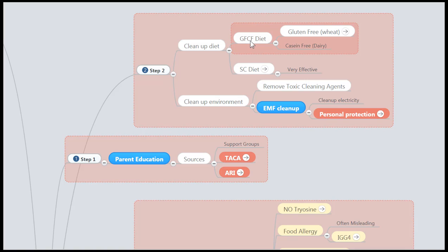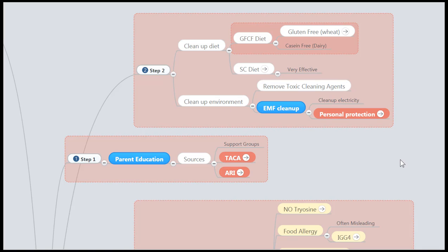The gluten-free, casein-free, that's basically wheat and dairy. And then the specific carbohydrate diet. This diet works by making sure, and there's a link to it, that the foods you eat do not pass through the gut without being digested and provide food for candida and bacterial overgrowth.